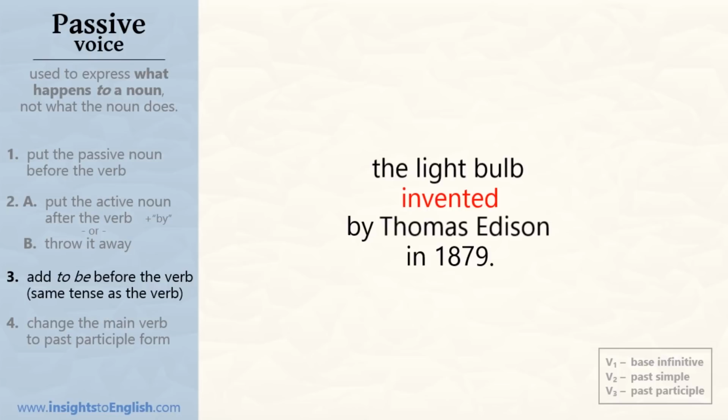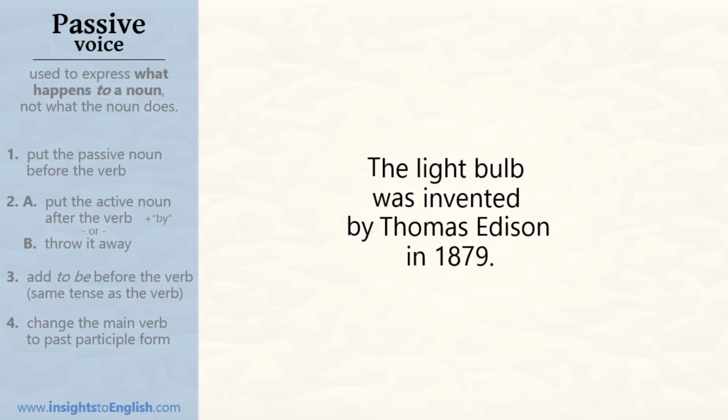Step 3, add "to be". The main verb is past, so we should say the light bulb was. Great. Step 4, change the main verb to the past participle form. That's just with ed at the end, so it doesn't really change. That's right. So what's the whole thing? The light bulb was invented by Thomas Edison in 1879. Exactly. Congratulations. You changed the whole structure of the sentence by yourself, and in less than 60 seconds. Cool.